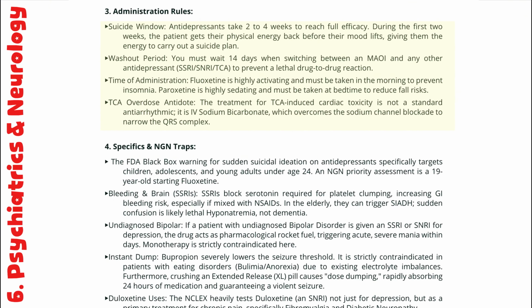Fluoxetine goes in the morning, since it can be activating. Paroxetine goes at bedtime, since it's more sedating. And the TCA overdose antidote is IV sodium bicarbonate, not a standard antiarrhythmic. A handful of traps here.